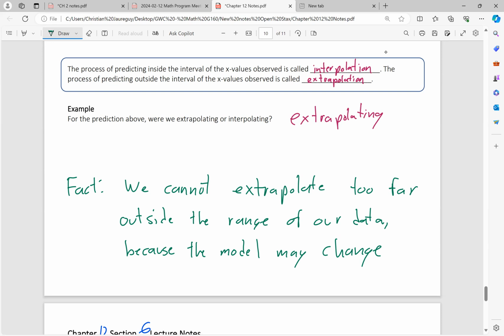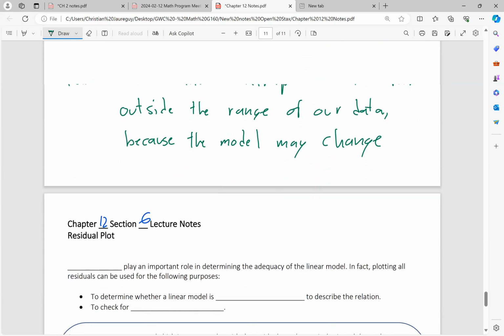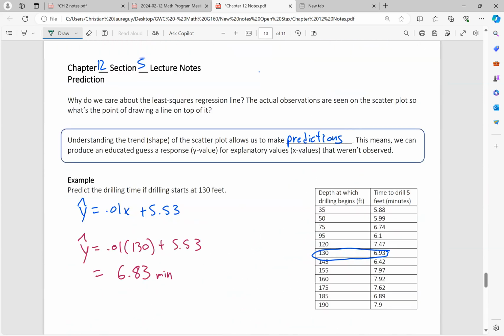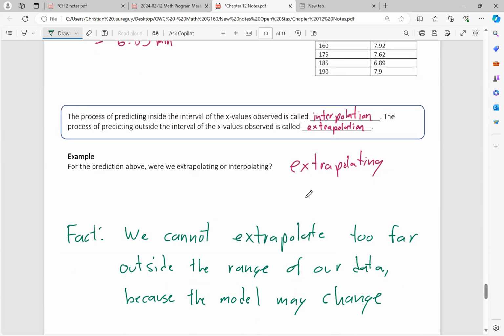So a question that may be asked in the future is, can we make a prediction at this X value? Not what is the prediction, can we? If it's close to your data, sure. If it's far away from your data, then maybe not. So anyways, that's 12.5: here's a prediction, and be careful when you predict.